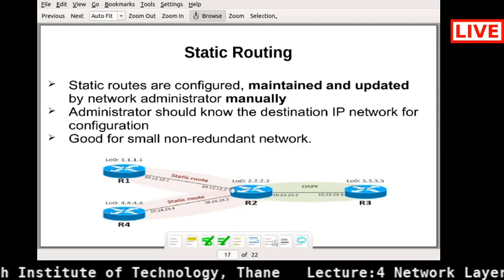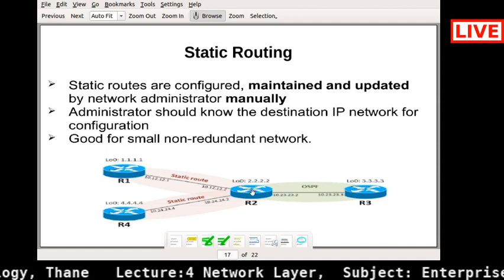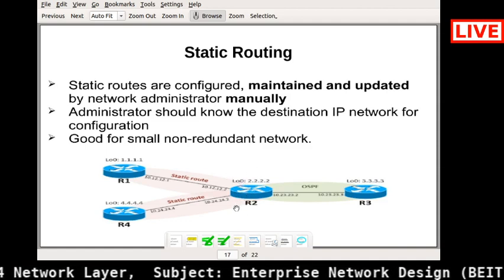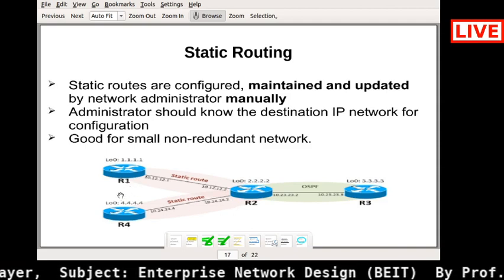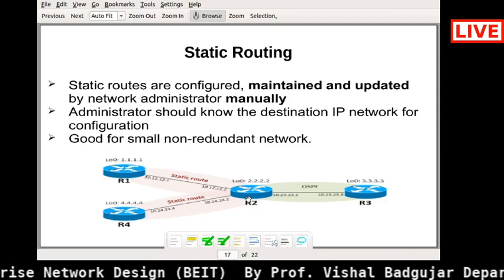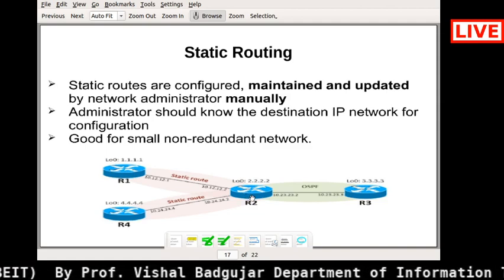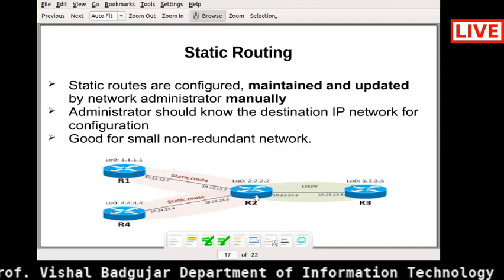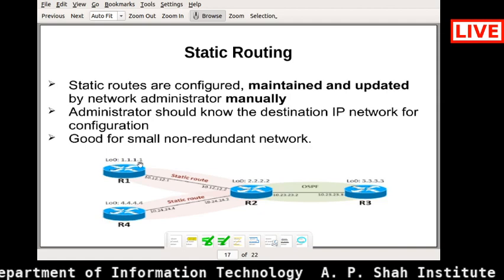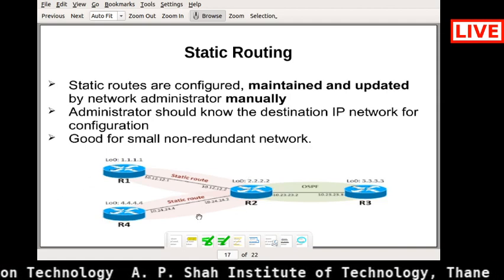If some redundant path is there, or different networks are connected to this particular router, then it will be very difficult for the source router to know the IP addresses of each and every destination for sending a packet. So it is a very tedious task. So static routing will be used only for very limited networks.